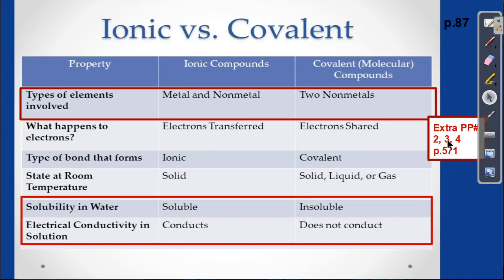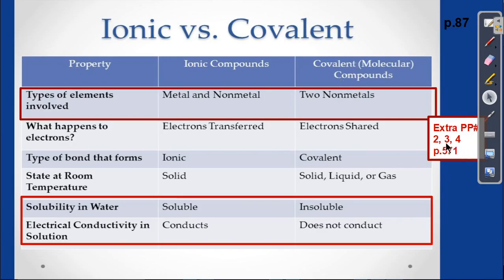Number 2, how can you determine from the periodic chart whether a compound is ionic or covalent? Well, if you're using the periodic table, you're trying to figure out if it has metals. If you see metals, ionic. If everything is non-metal, covalent.